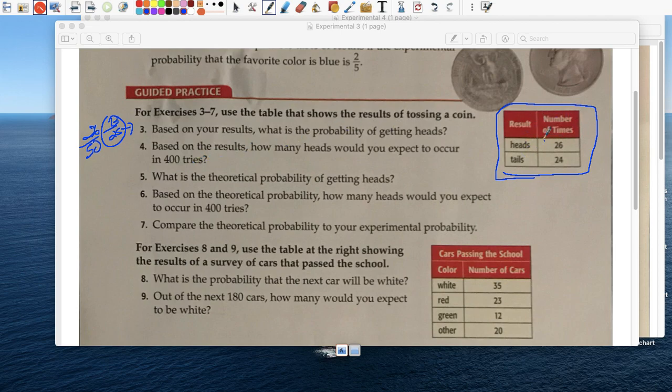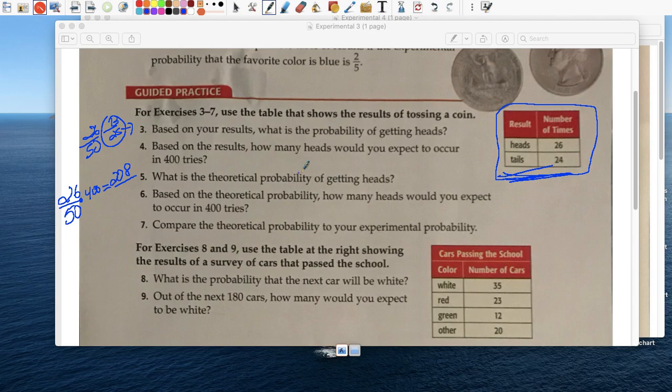So using this, the probability of getting heads in the experiment was 26 out of 50, right? And if you're going to do this 400 times, it's going to be 26 times 8, which is going to be 208. We expect that if somebody continued doing it 400 times, 208 times would be heads based on this, right?